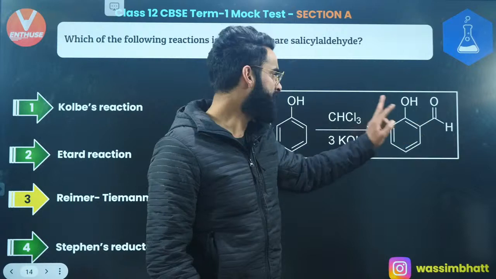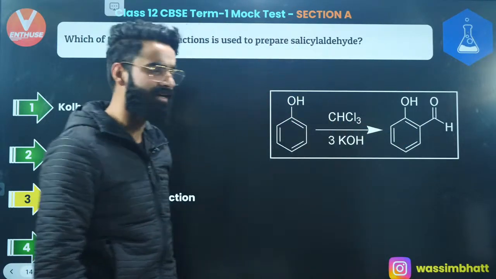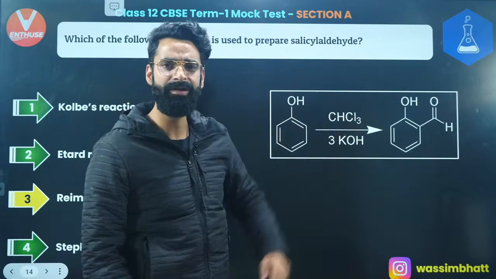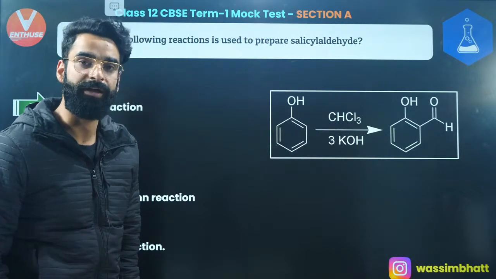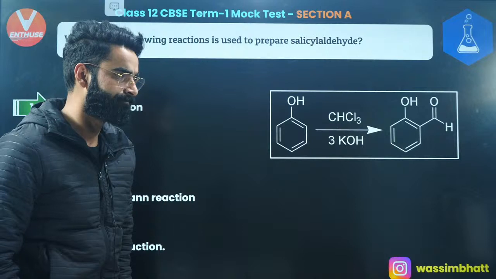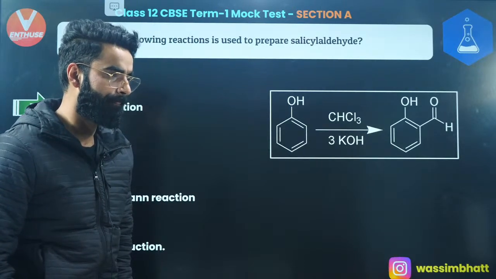Okay, in place of CHCl3, if you will use CCl4, what do you get as the product at that time? Let me know fast. If instead of this CHCl3, you'll be using CCl4, what is the product which you'll be getting at that point of time? Is it still going to be salicylaldehyde or it's going to be salicylic acid? Let me know. I'm asking you.